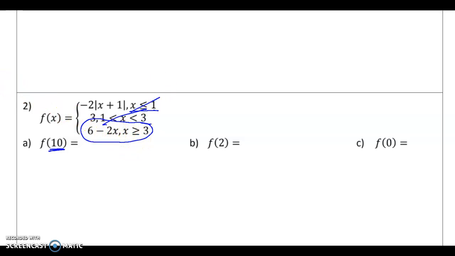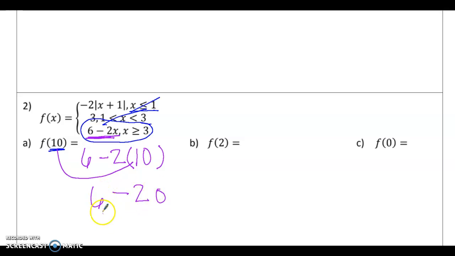Now I got to figure out the function. So the function is the first part. This part is my function. So I'm going to take this function, 6 minus 2, and there's my variable, so I'm going to put some parentheses there. What am I going to plug into this? 10. So I have 6 minus 2 times 10, which is 20. 6 minus 20 is negative 14. And that is my answer, so I'm going to box it.